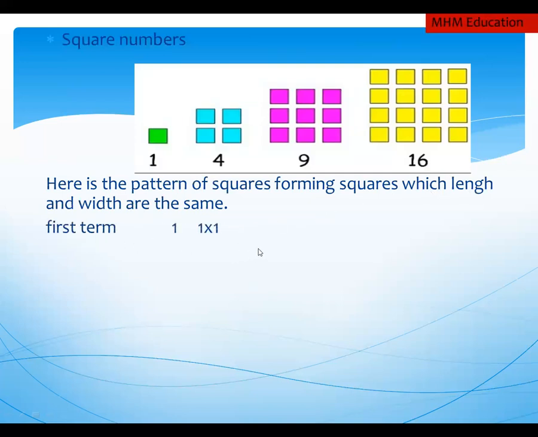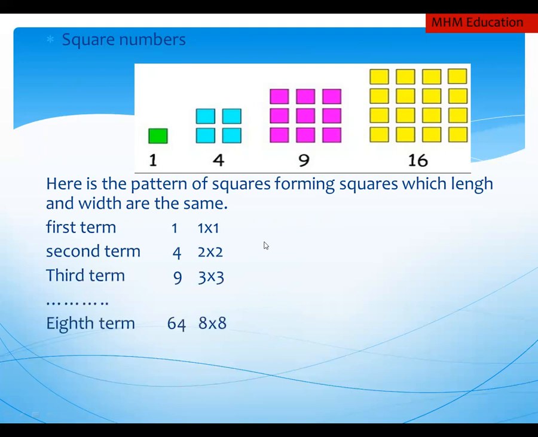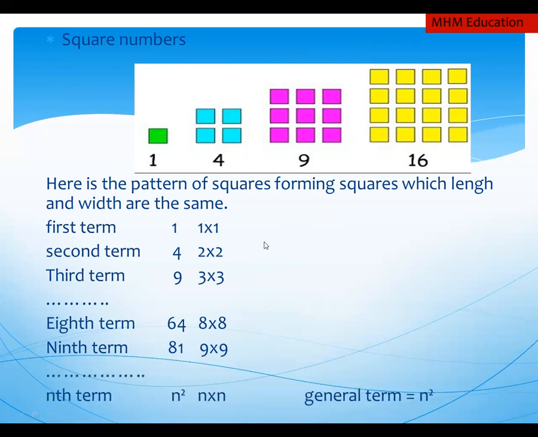So the first term is 1 by 1. The second term, to get the 4, is 2 by 2, then 3 by 3. Eighth term, 8 by 8. Like that, ninth term, 9 by 9. Finally, the nth term is n by n, that is n squared. So the general term for the square numbers is equal to n squared.